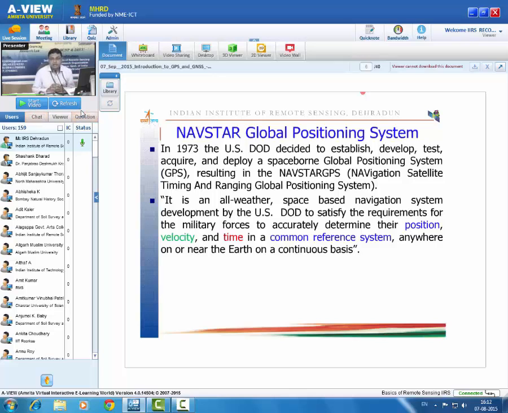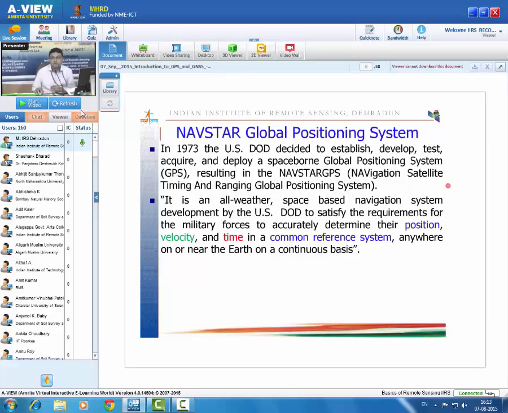Now, when the idea of the global positioning system was made, at that time the United States of America Department of Defense, that is the DoD, prepared a definition for it, and they decided to establish, develop, test, acquire and deploy a space-borne global positioning system. This system resulted in the formation of Navstar GPS. So the full name of GPS, what we are used to calling, is actually Navstar GPS. The full form is Navigation Satellite Timing and Ranging Global Positioning System.